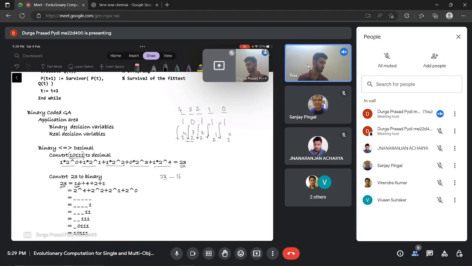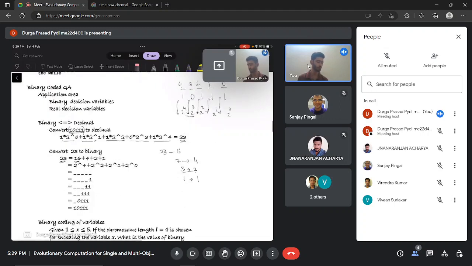Then the difference is around 7. So for this 7, the nearest number is 4. The difference is 3. The nearest number is 2. For 2, you need to cover up 2. So the difference 1 is essentially your 1, 2 power 0. So you have 2 power 4 plus 2 square plus 2 power 1 plus 2 power 0. Since 4 is the maximum power, you need 5 places where you can fill these things. So you take these coefficients and fill them one by one, and you get back the original number in the binary form.